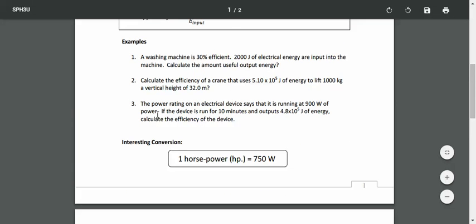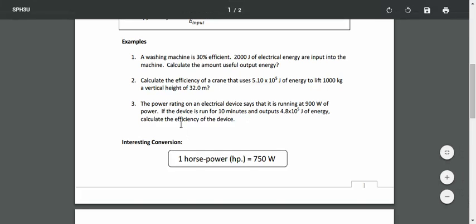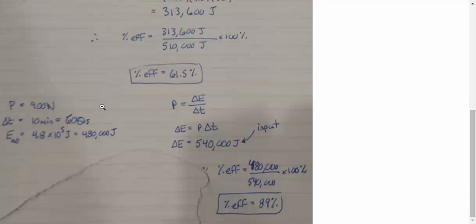This next one, the power rating of an electrical device says that it's running at 900 watts of power. So we actually read on the back, it says 900 watts. This thing will take 900 watts or use 900 watts. If the device is run for 10 minutes and outputs 4.8 times 10 to the 5 joules of energy, calculate the efficiency. All right, 900 watts. The time is 10 minutes, which is 600 seconds. The output is 4.8 times 10 to the 5 joules, which is 480,000 joules.